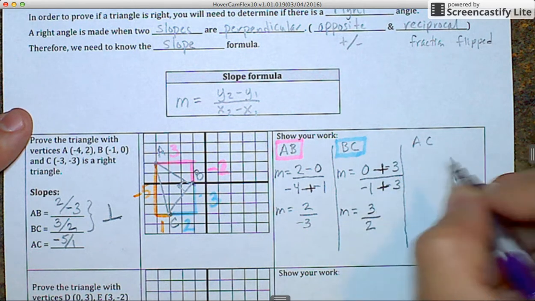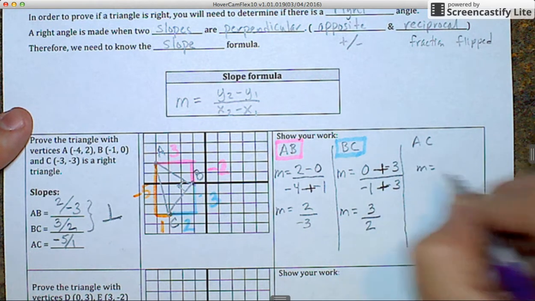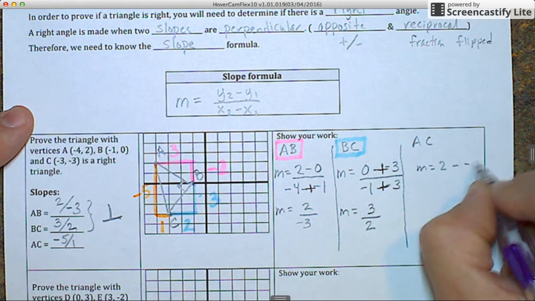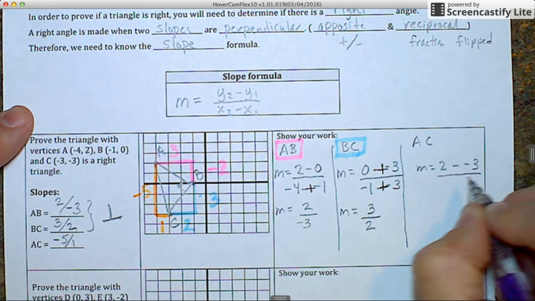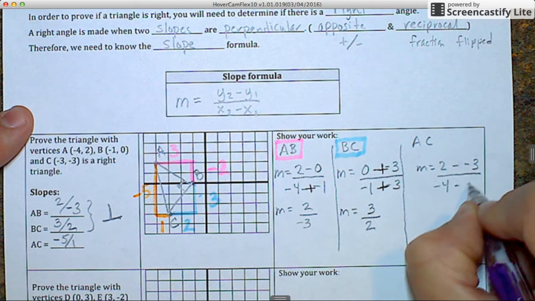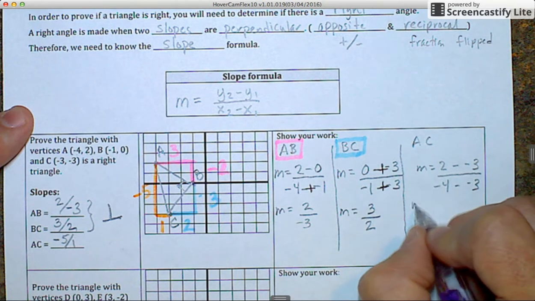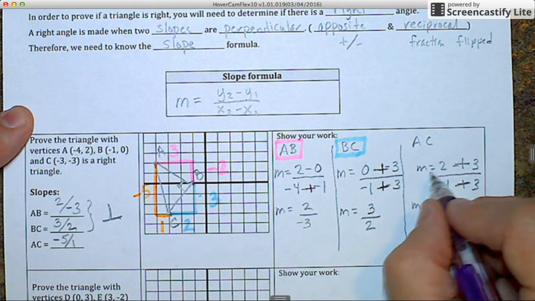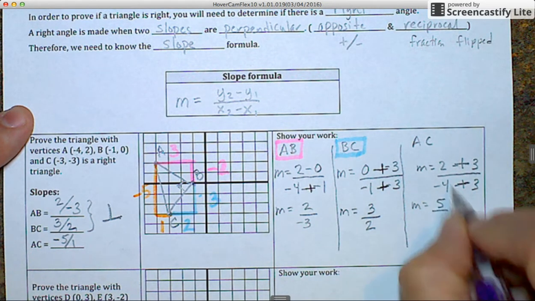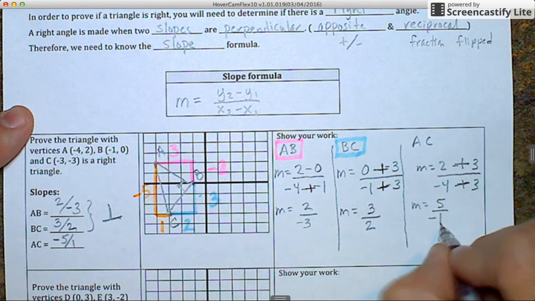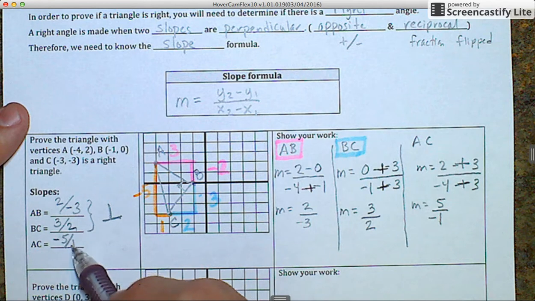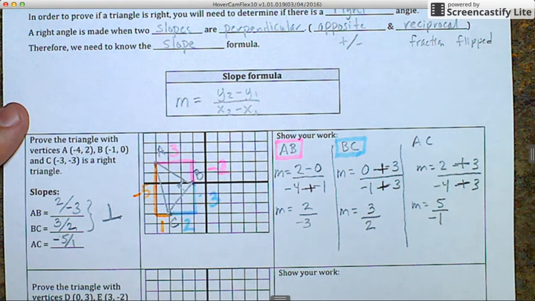AC, M is equal to 2 minus a negative 3 over negative 4 minus a negative 3. When we simplify that, this turns into a plus, this turns into a plus. 2 plus 3 is 5 over negative 4 plus 3 would be negative 1. Again, 5 over negative 1, negative 5 over positive 1, same difference.